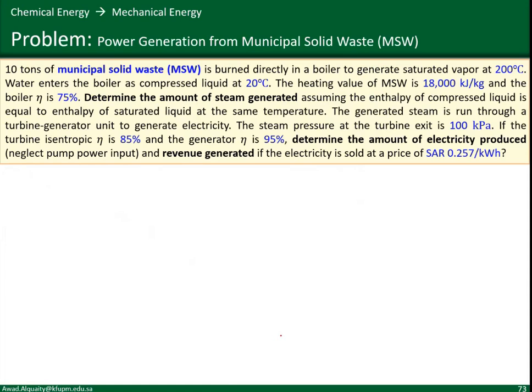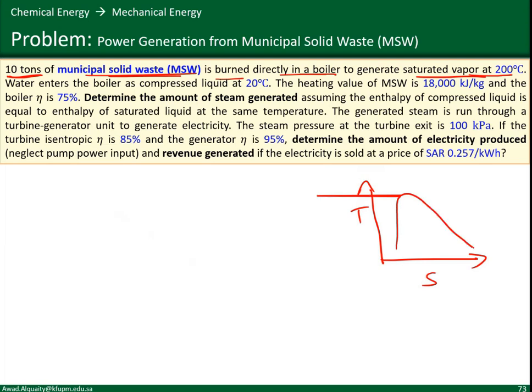Now let's move on to the third problem. This is a simplistic version of the Rankine cycle. What we are told is we're dealing with 10 tons of municipal solid waste. So this is just solid biomass, right? And we are burning it directly in a boiler to generate saturated vapor at 200 degrees Celsius. You can imagine a TS diagram, right? And this is a simple Rankine cycle that we're looking for.